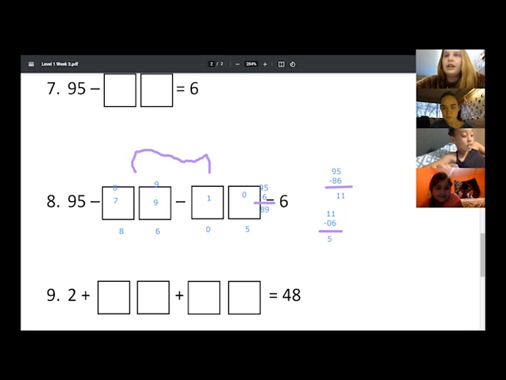My answer for 8, I changed my answer, when I said 91 and 99, I meant 91 and 97. 91 and 97? Okay. So these numbers are going to be too big too. Yeah, they are. So let's quickly come over here and go 95 minus 91.